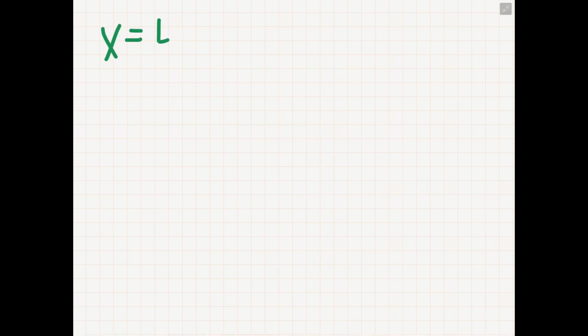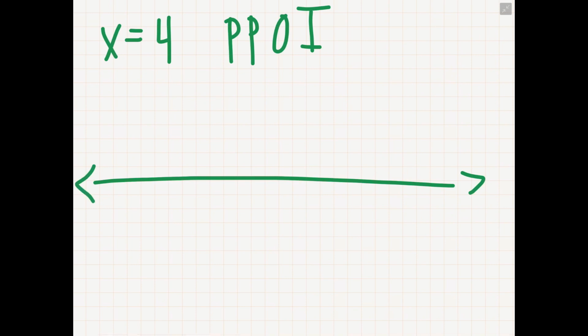Now that we know that x equals 4 is a possible point of inflection, we can set up a sign test around this point. We must test a value that is less than 4 within f double prime of x, and another value that is greater than 4.